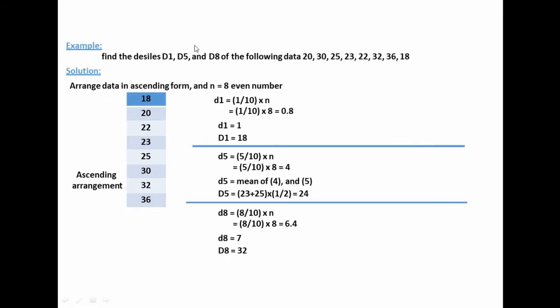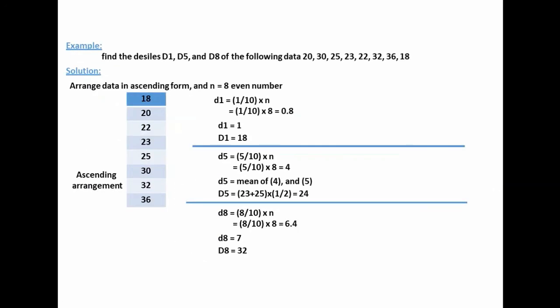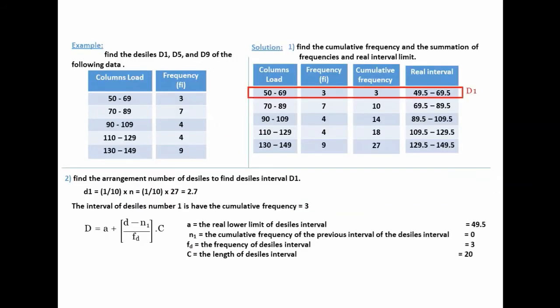Now, deciles D1, D5, D6 and D8: from this data we can find these by these procedures. In grouped distributions, to find D1, D5 and D9, first write the real intervals: subtract 0.5 from the lower limit and add 0.5 to the upper limit, and continue to find the real interval of each class. These are the given frequencies and this is the cumulative frequency.